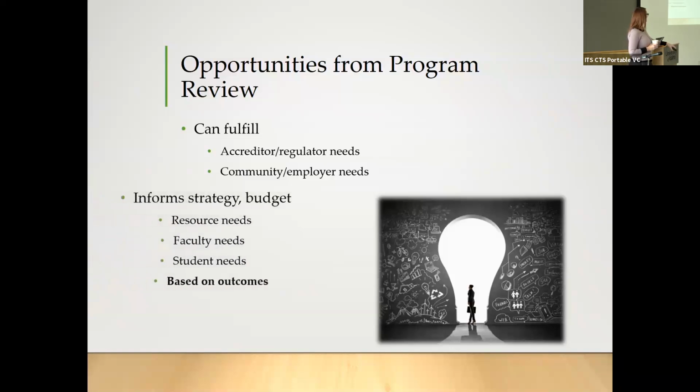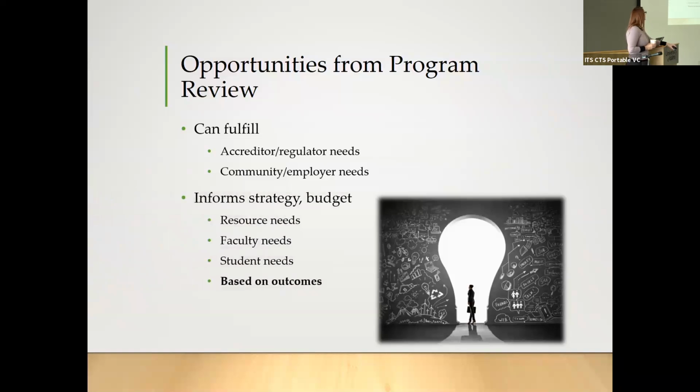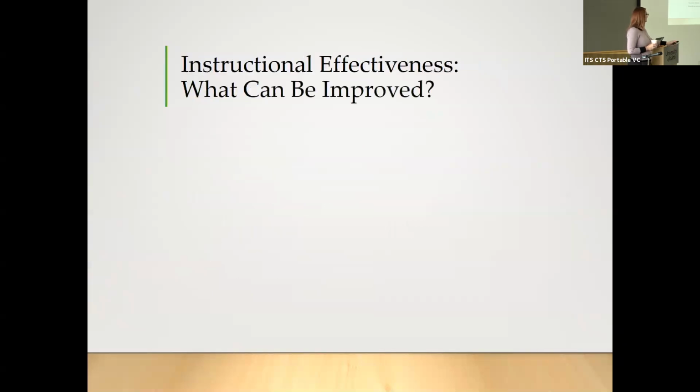So outcomes can certainly meet a variety of needs. It should inform strategy and budget, so resource, faculty, student needs, as I mentioned, and it should all be based on those outcomes and how students are performing around them, or not. So thinking too about, just beyond your course, beyond the program, and looking then at institutional effectiveness. So it all builds on one another.